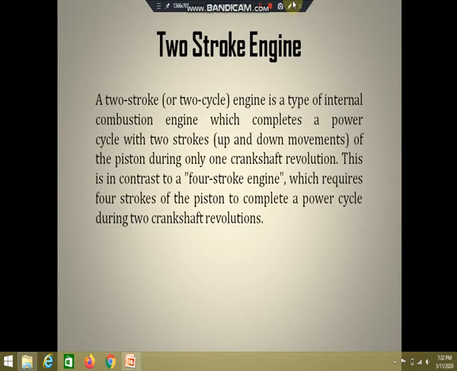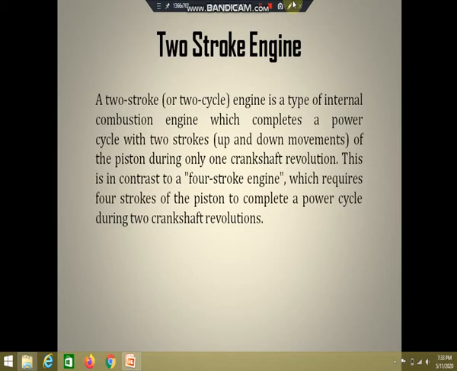So in the two-stroke engine, the suction, compression, power, and exhaust strokes are completed within one complete revolution of the crankshaft. The crankshaft rotates one complete revolution, that is 360 degrees. But in the four-stroke engine, the crankshaft rotates 720 degrees, because one circle is 360 degrees, so it rotates two times, and that's why it is 720 degrees.